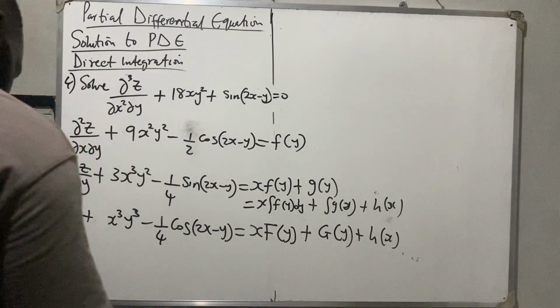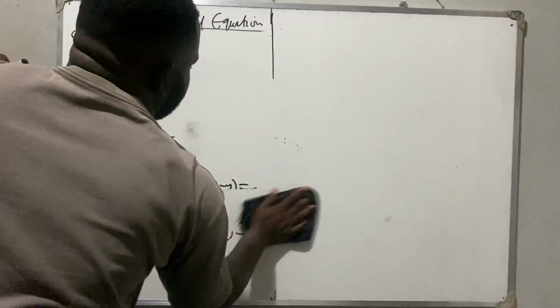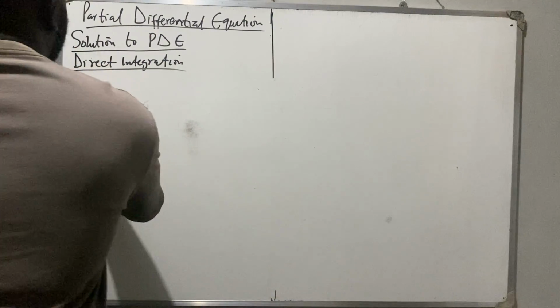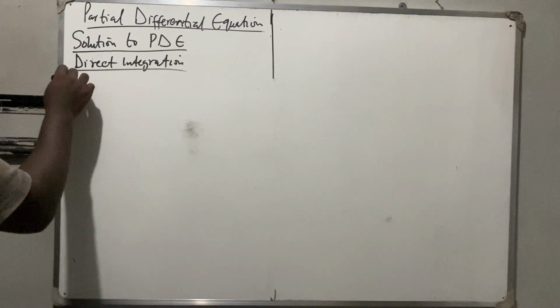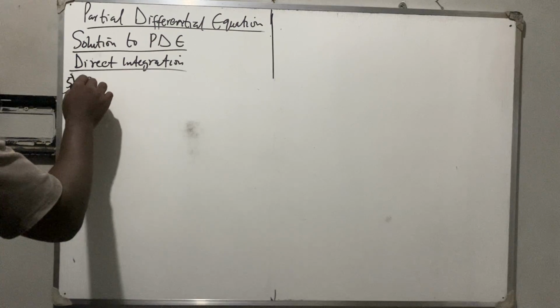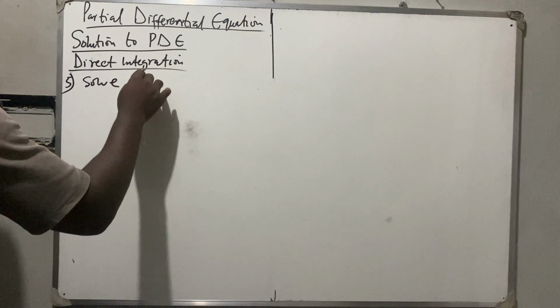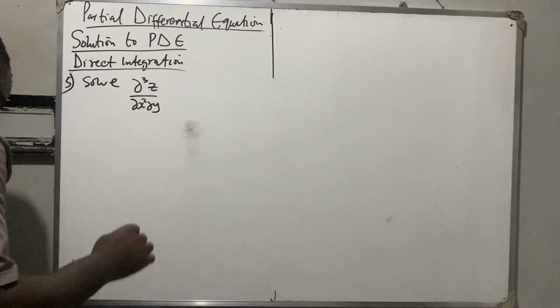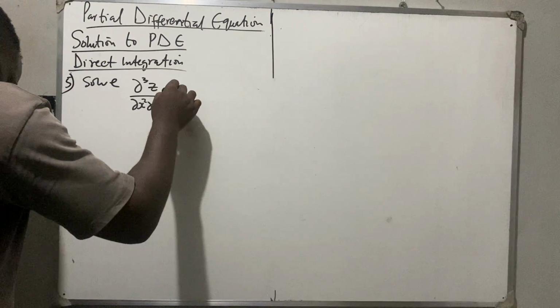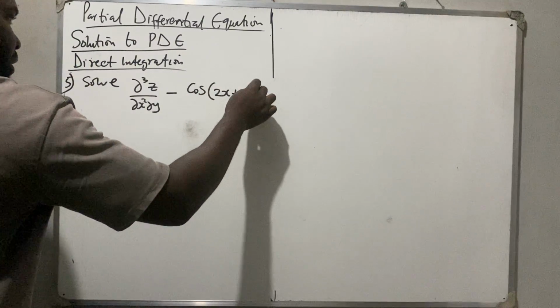So we're going to solve one more question, then we move to the main thing we have. That is the other solutions to partial differential equations. So these ones are still very, very easy. So we get one more question, number 5, I guess, and they say we should solve by direct integration the third partial derivative of z over partial x squared partial y, minus cos(2x plus 3y), is equal to 0.